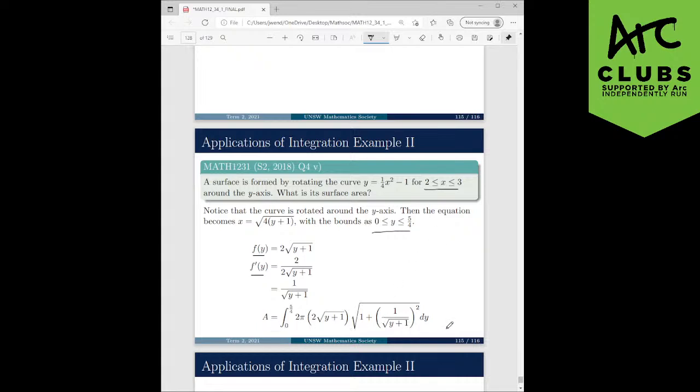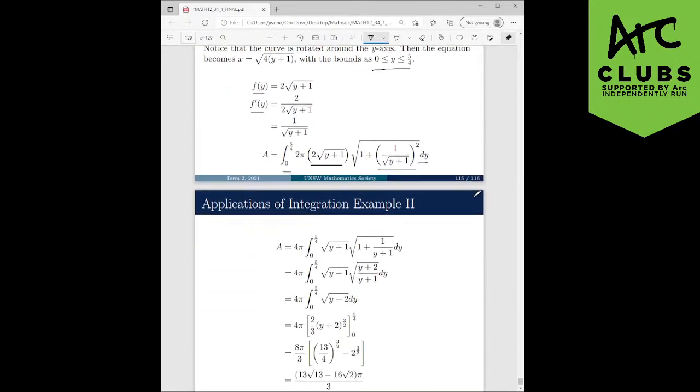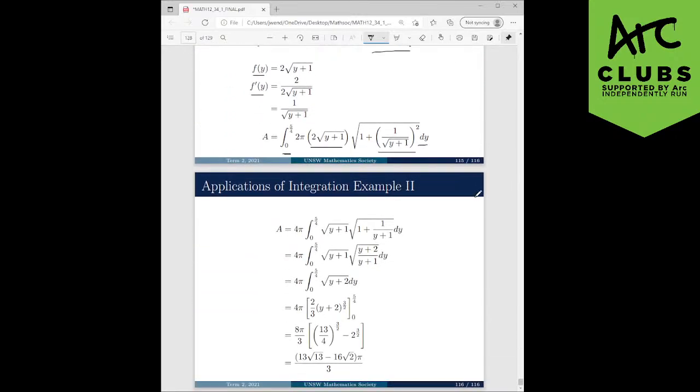But then it's the exact same formula. So now the bounds describe the y instead of x. Instead of f of x, you have f of y. Instead of f dash x, you have f dash y. And instead of dx, you have dy. But everything is cool. Still the same formula essentially. And then it just becomes integration.